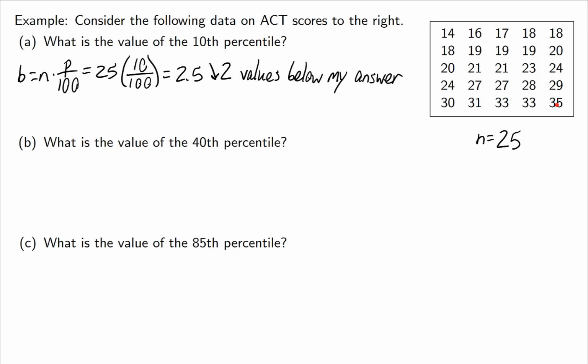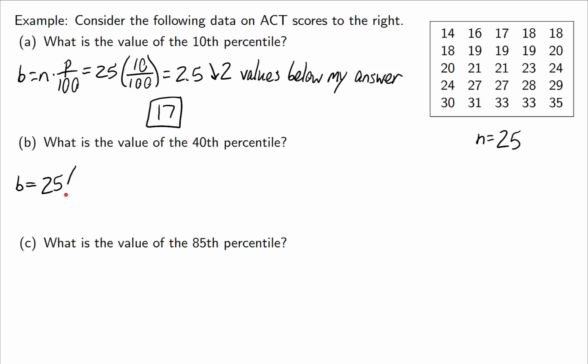Here's the way that I do it. 1, 2, answer. Again, count off 1 value below, 2 values below. This is the number that has those 2 values below. With that said, my answer is 17. 17 is the value that has 2 values below it. It's the value at the 10th percentile. Let's do another example. For the 40th percentile, we've got the same formula.